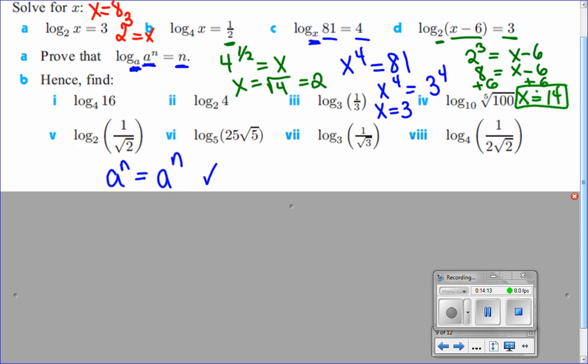So when we rewrite this logarithm in exponential form, we get this. Actually, we want to show that it's equal to n. So a to the n equals a to the n, and hence we can equate our powers then. So n is equal to n. Okay.